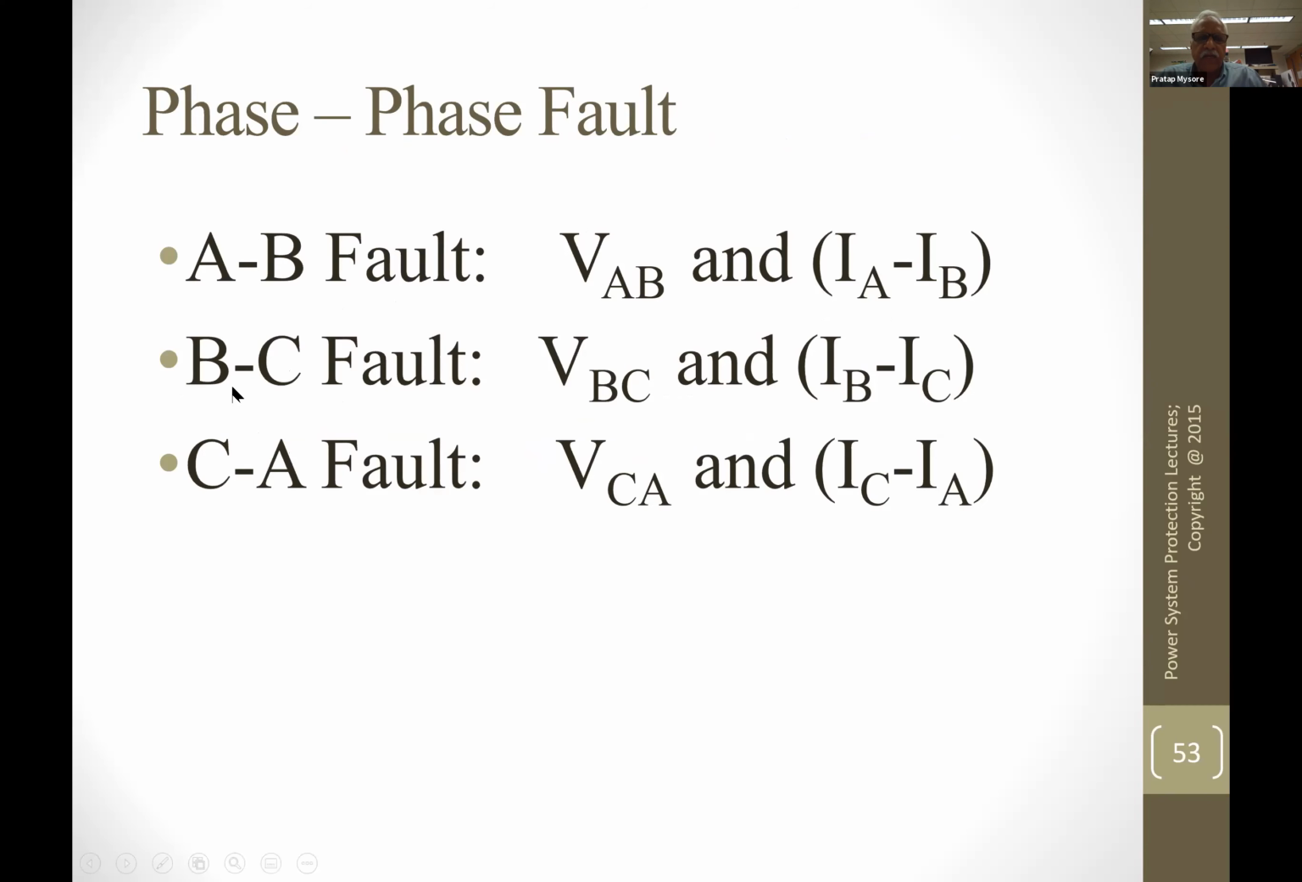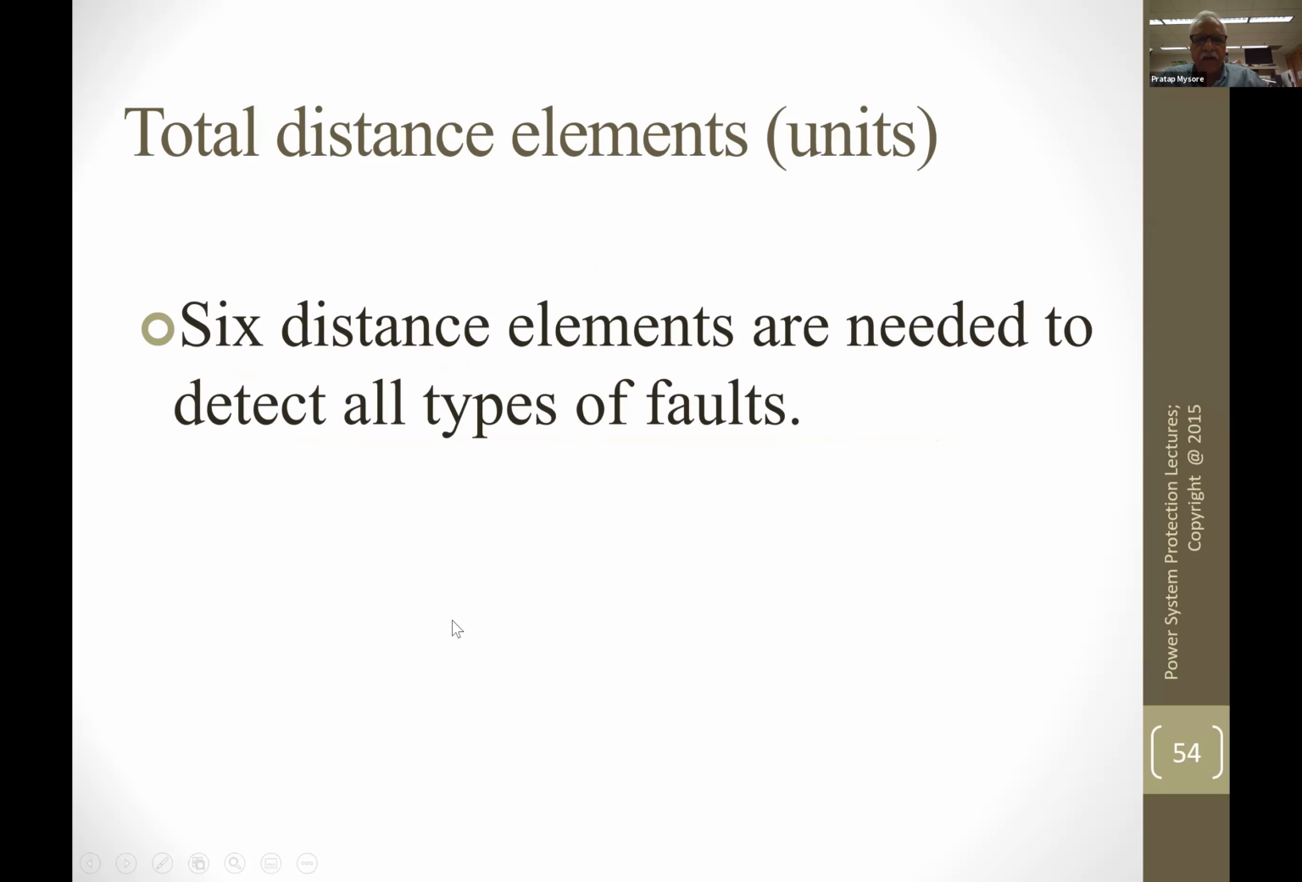Similarly, for B to C, we need another measurement, VBC by IB minus IC. And for C to A fault, we need VCA and IC minus IA. So essentially, I need 6 different elements for measurement techniques to determine faults up to the fault point accurately, irrespective of type of the fault.